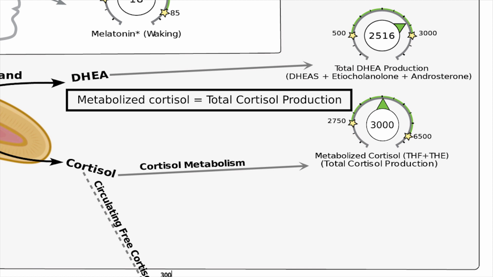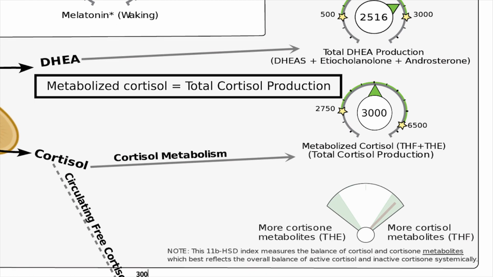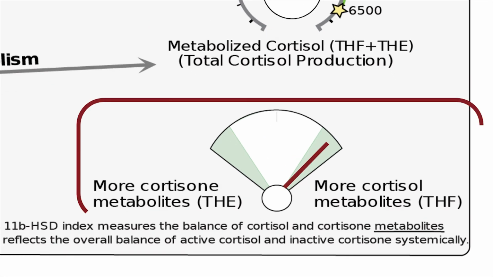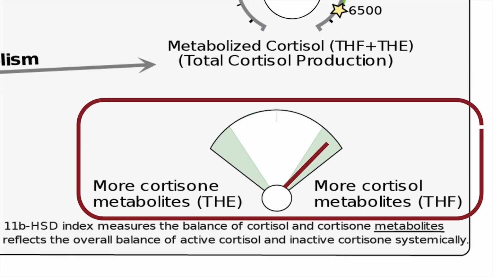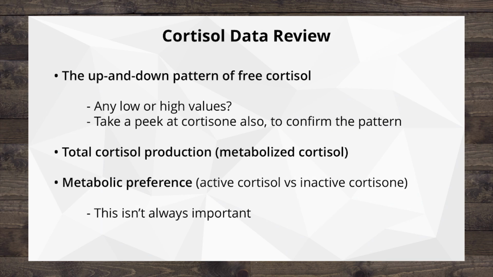And then when we want to look at whether the active cortisol or the inactive cortisone is predominating overall, we look at this gauge that will show you whether there's a predominance for cortisol or a predominance for cortisone. So now let's go through a couple examples of the types of results you might see on this report and explain what that might mean to help with the understanding a little bit.